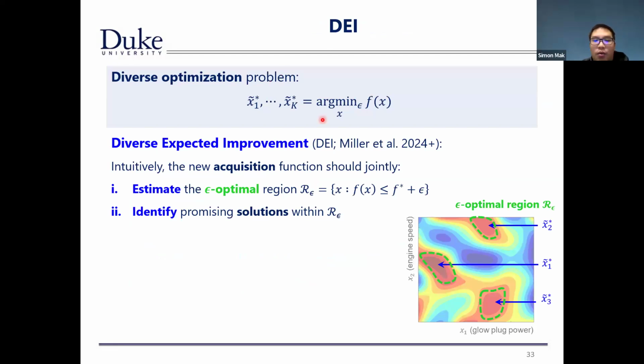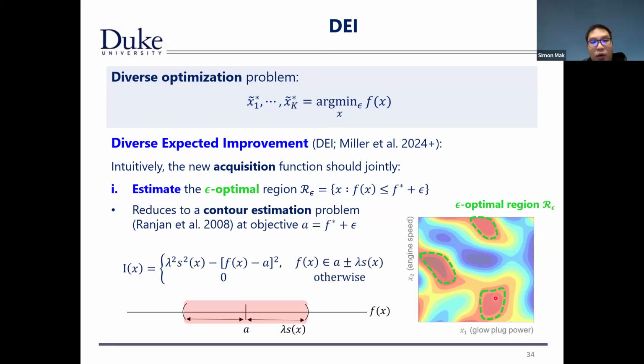So to tackle this, we propose again this diverse expected improvement, or DEI, where we extend the EI procedure to tackle this diverse optimization problem. This acquisition function is going to tackle two intuitive goals. The first goal, if you think about it, would be to first estimate these epsilon optimal regions, R epsilon. We want to be able to pinpoint what these regions are first. Then after we pinpoint this, we want to identify what are promising solutions within each of the R epsilons. So it's really two goals, and we should treat them as such.